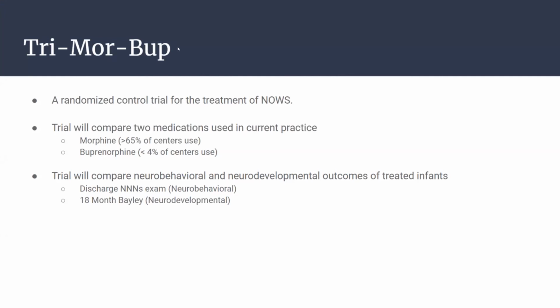While it has the lowest number of centers using it, there was a great meta-analysis of the current literature that was performed in JAMA that really showed that buprenorphine has a lot of great potential in NOWs. So we're going to be comparing the most common medication with the medication with the greatest future potential. The trial is also going to be looking at neurobehavioral and neurodevelopmental outcomes for the infants that are treated. Short term, at discharge, we'll be looking at something called the ENDS exam, and then long term is going to be the 18-month Bayley.